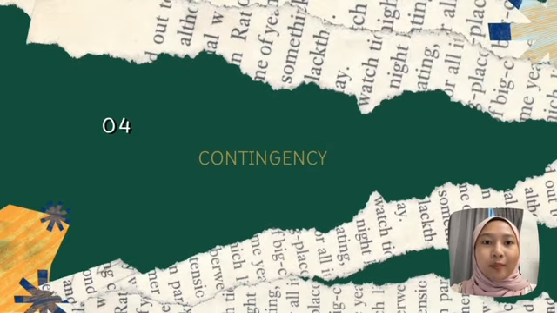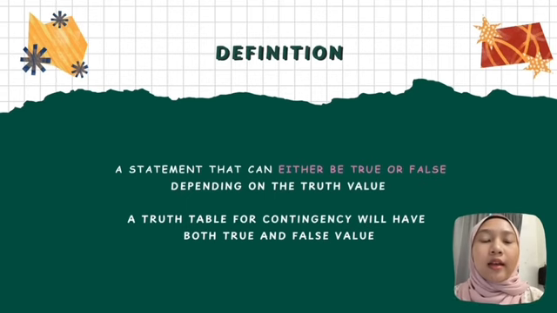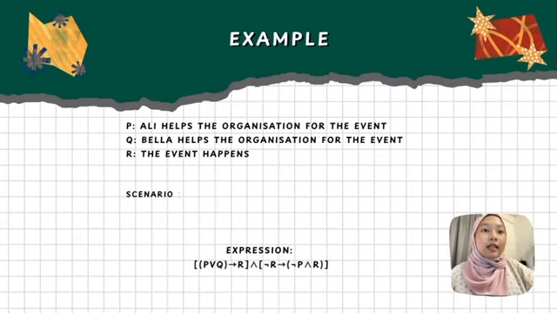The third subtopic for logical equivalence is contingency. Contingency is a statement that can be either true or false depending on the truth value. It means that the truth value for contingency is not fixed. It can change depending on the situation or the input. A truth table for contingency will have both true and false values. This is the example for contingency.